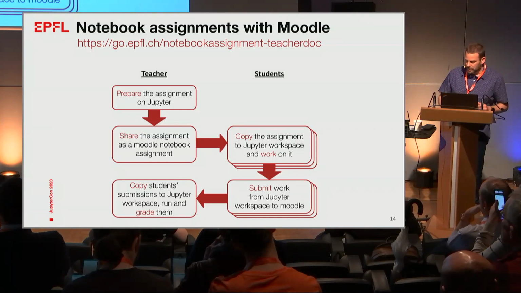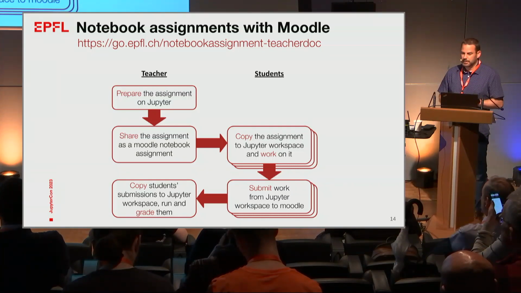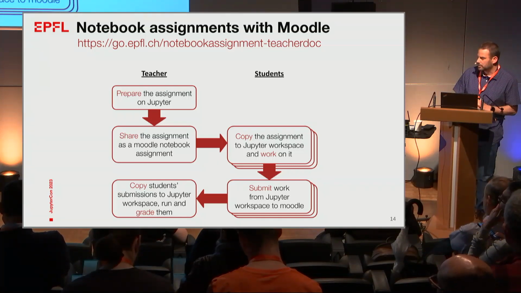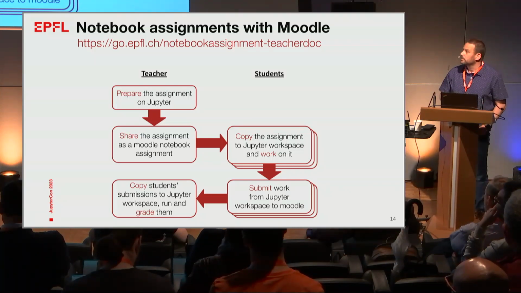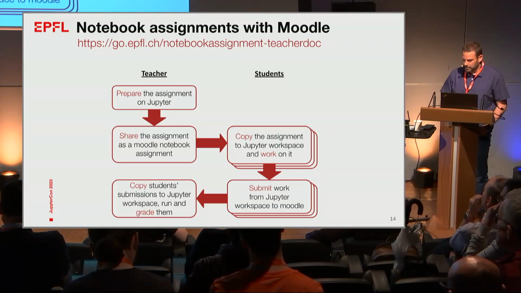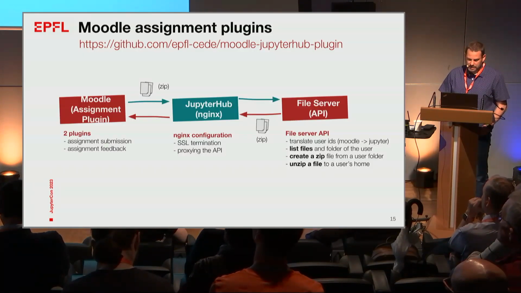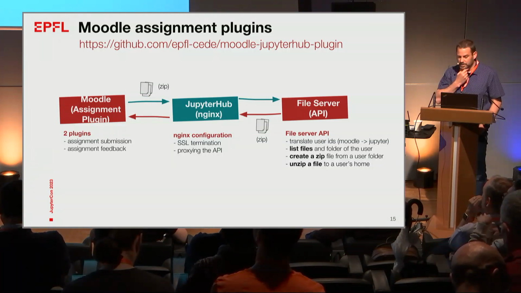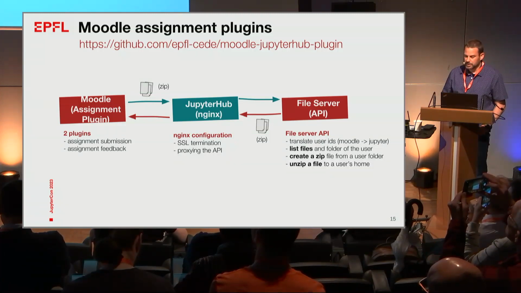So we developed a couple of Moodle plugins that make notebooks available as assignments for teachers and students. This is the usual workflow that teachers and students use for whatever kind of assignment, and we made it work for Jupyter notebooks. So how does it work? Technically, as I said, we have two plugins on the Moodle side that make Moodle aware that there are Jupyter notebook assignments.